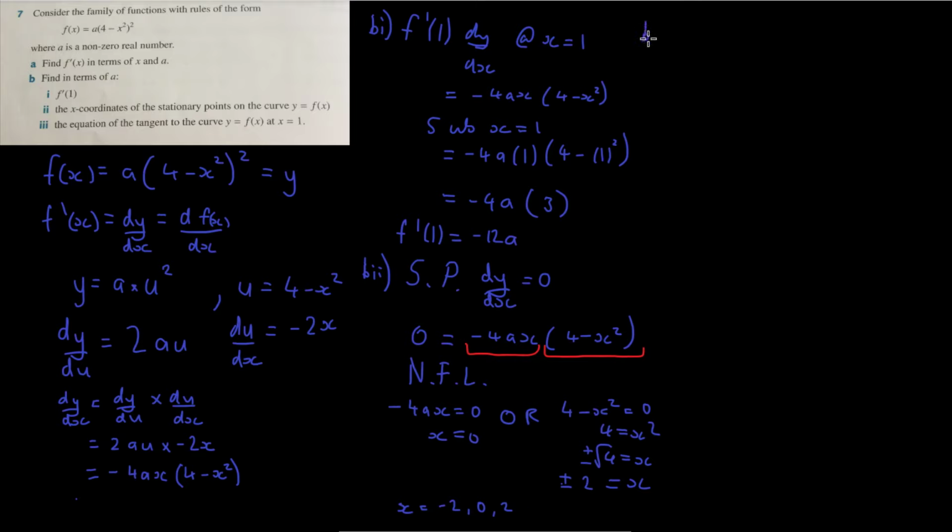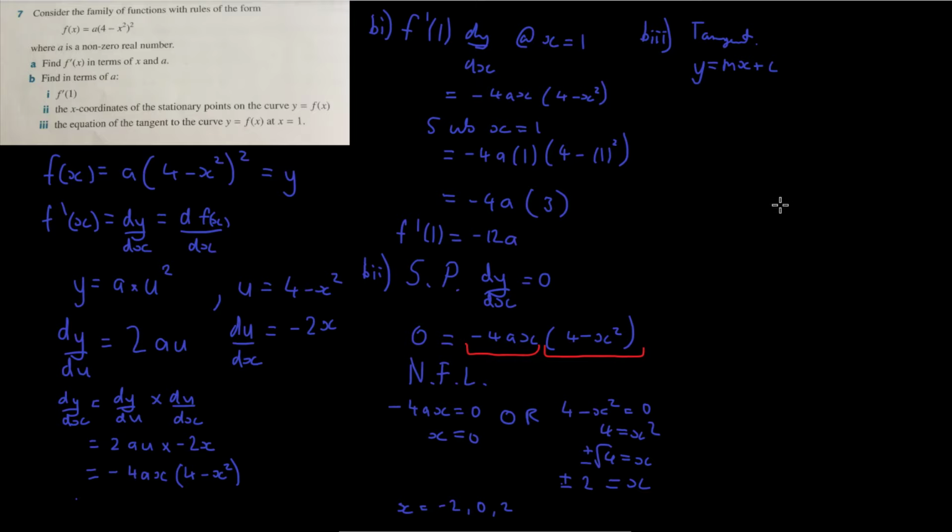Now for B, part 3. The equation of the tangent to the curve y equals f of x. Oh, I've already been working with y, that's all right. At x equals 1. Okay, so the tangent to the curve. What's a tangent? A tangent, fantastic writing, that says very clearly tangent. It's a straight line. Usually it's written in the form y equals mx plus c. And a tangent is a straight line that touches the curve once at x equals 1.